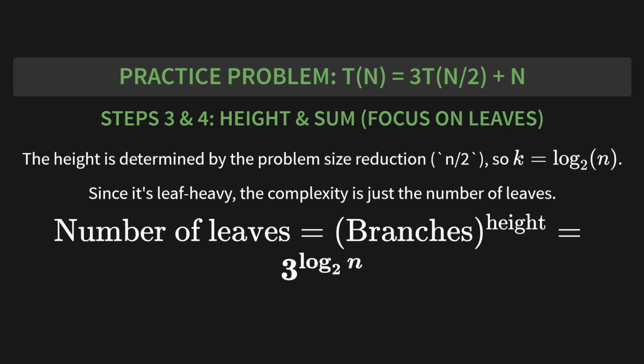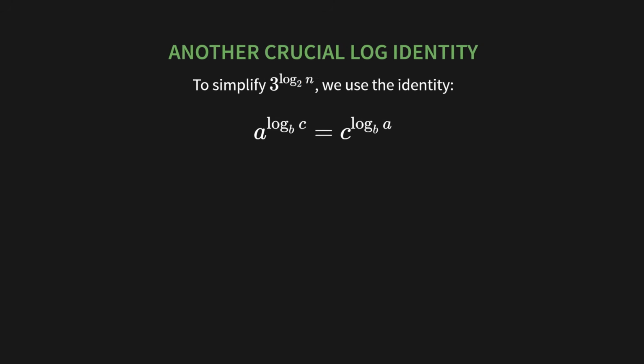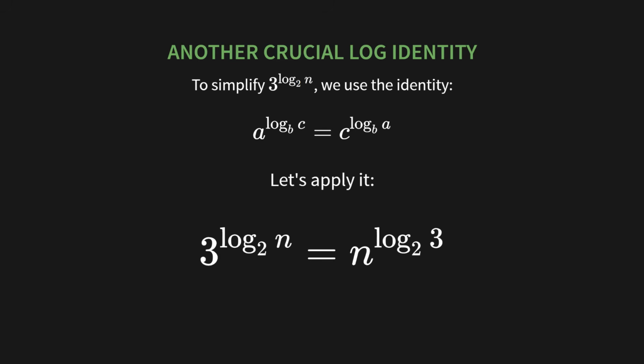How do we simplify this? We use another crucial log identity. A to the log base b of c is equal to c to the log base b of a. You can swap the base and the argument. Let's apply it. 3 to the log base 2 of n becomes n to the log base 2 of 3.